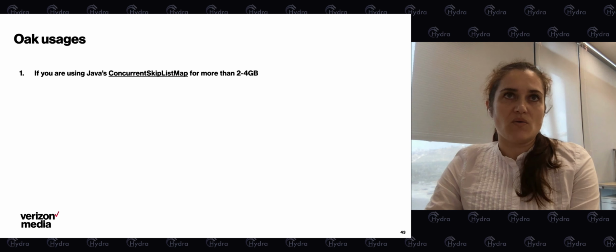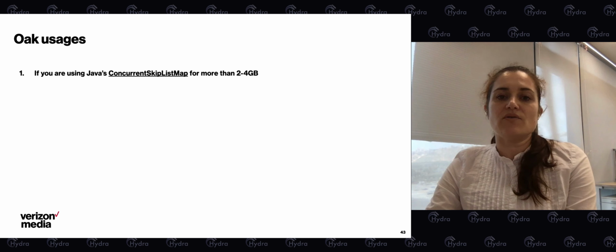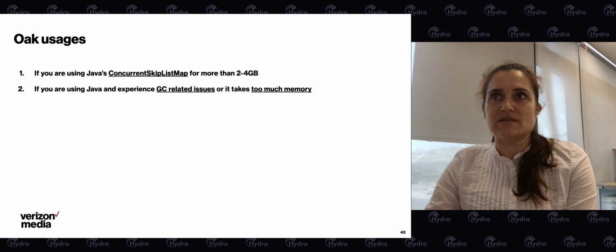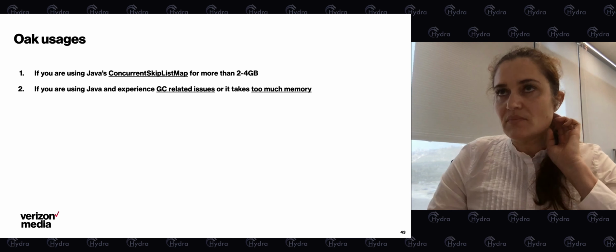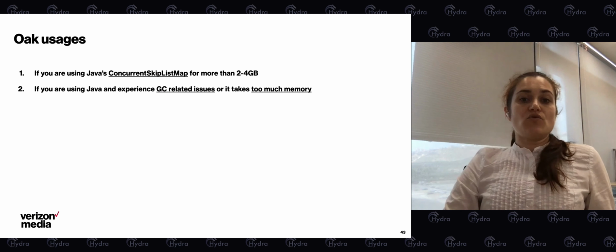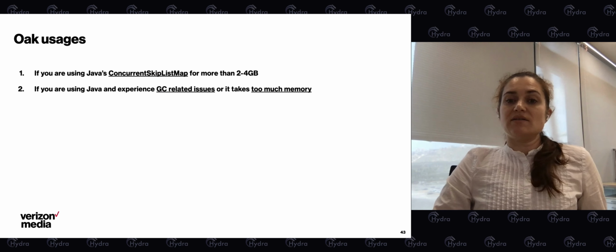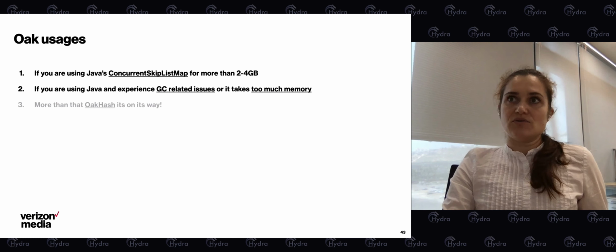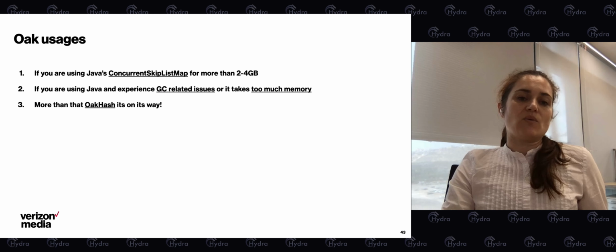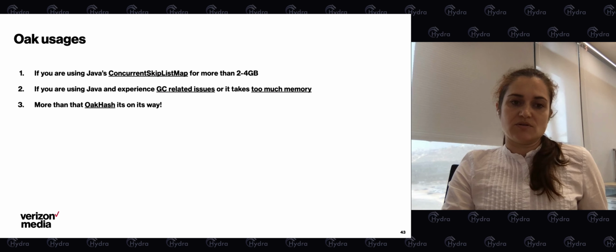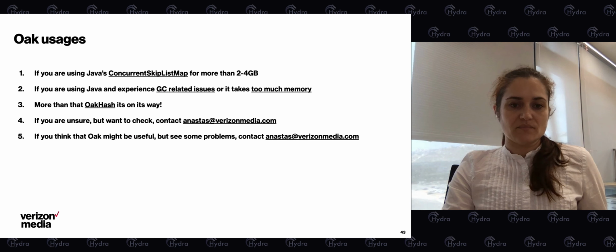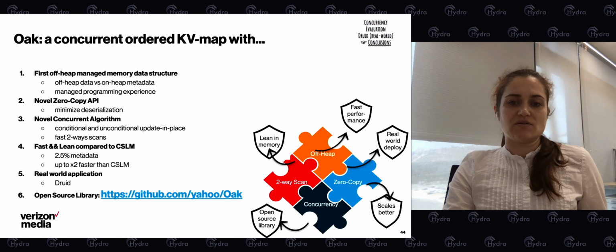When do you want to use Oak? It may be interesting already if you are using more than 4-5 gigabytes of data, because with all of it you will already see better GC performance. If you experience GC pauses or any GC related issues, or it takes too much time or too much memory, it's also a flag to consider using Oak. Again, we want to share with you what we are implementing now, OakHash. So if you want an unordered map, it's going to be soon available. And you can also, of course, again contact me. Any problems, anything unknown, just contact me.